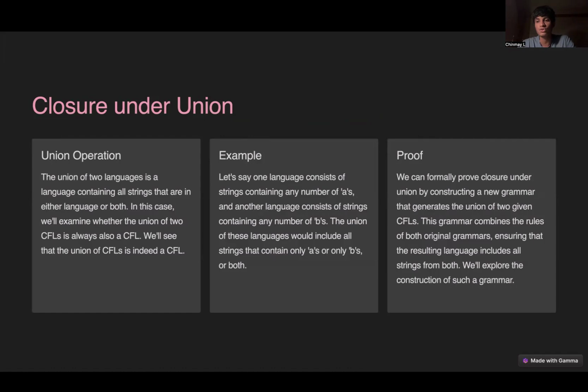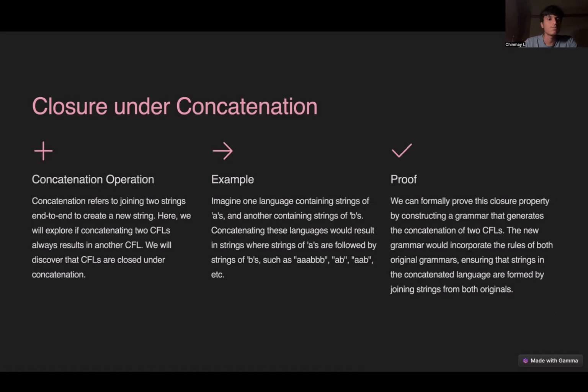We can formally prove closure under union by constructing a new grammar that generates the union of two given CFLs. This grammar combines the rules of both original grammars, ensuring that the resulting language includes all the strings from both, and we will explore how the construction of the grammar works.